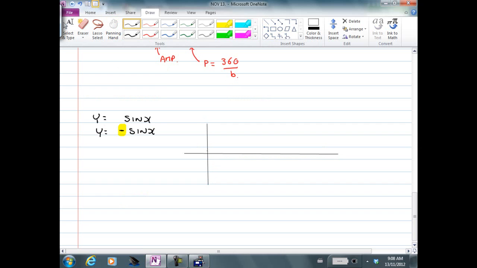And for my graph, notice a sine always starts on the middle line. Always. No exceptions to this rule whatsoever. Goes all the way down. See, notice it goes down now. Then it goes up. That's a negative. And it finishes right there. This is called your negative sine graph.